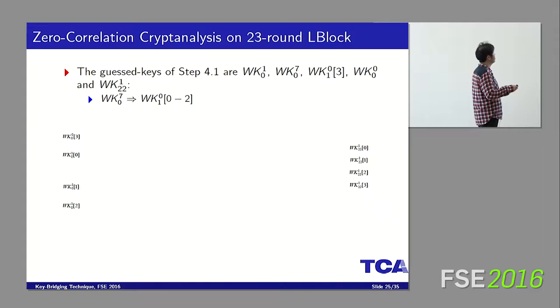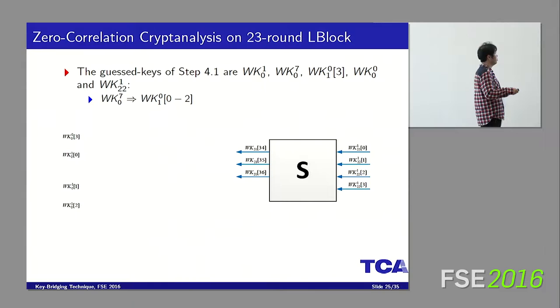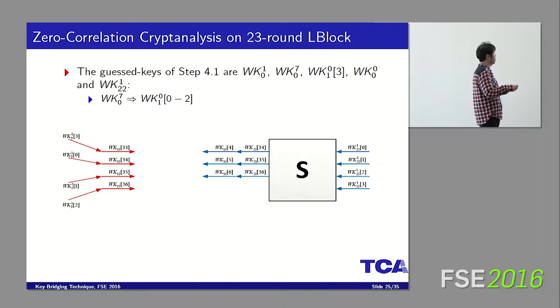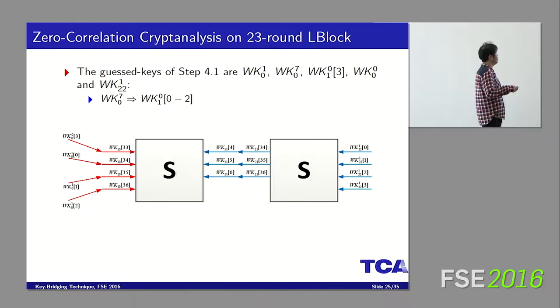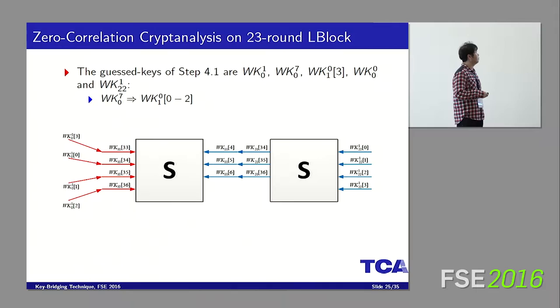Since these four bits are the input of one S-box, we can get these three bits. And from these three bits, we can get these three bits. And from these four bits, we can get these four bits. Since these seven bits are the input and output of one S-box, and four linear relations are enough to reduce the entropy of this S-box to zero, we can get three bits to filter the value of these eight bits. This is exactly the three key bridges we want.